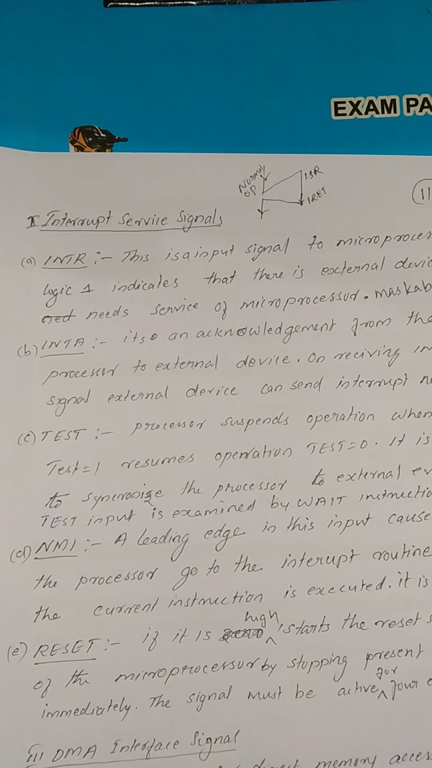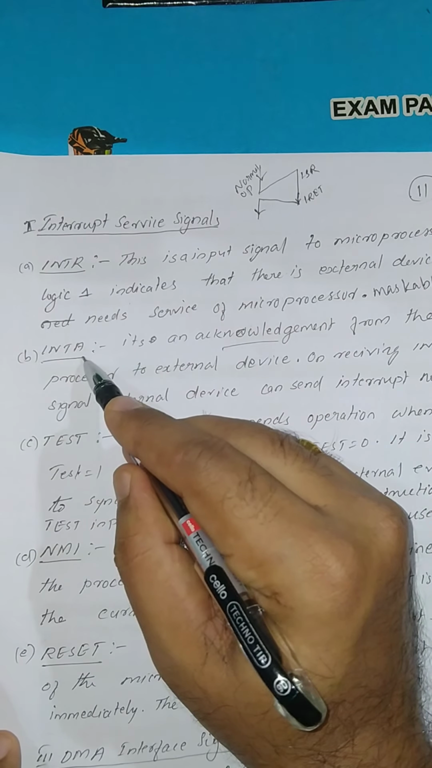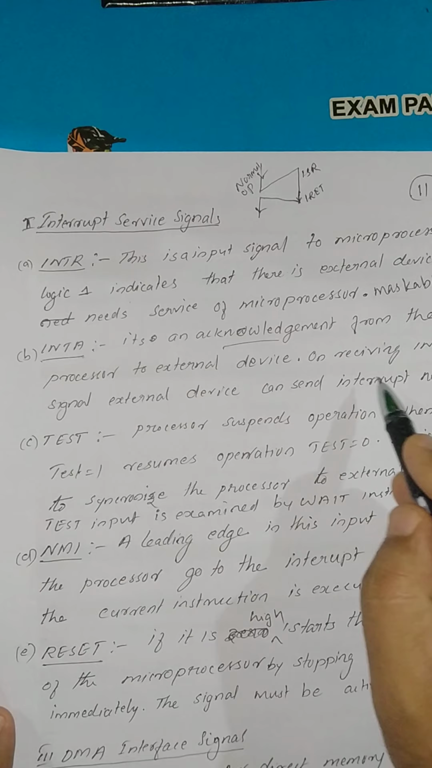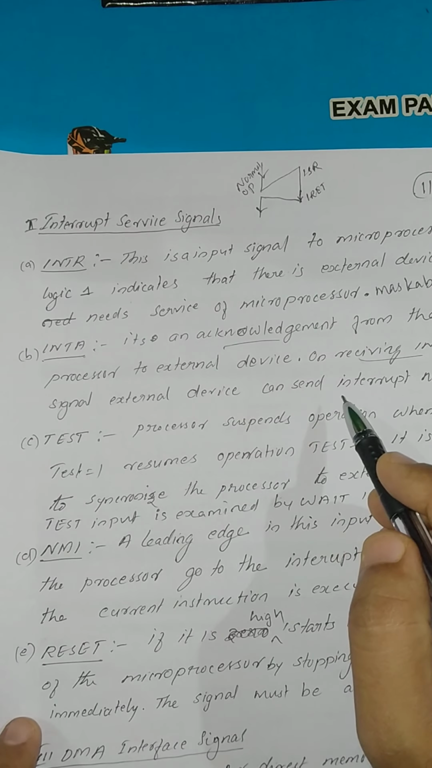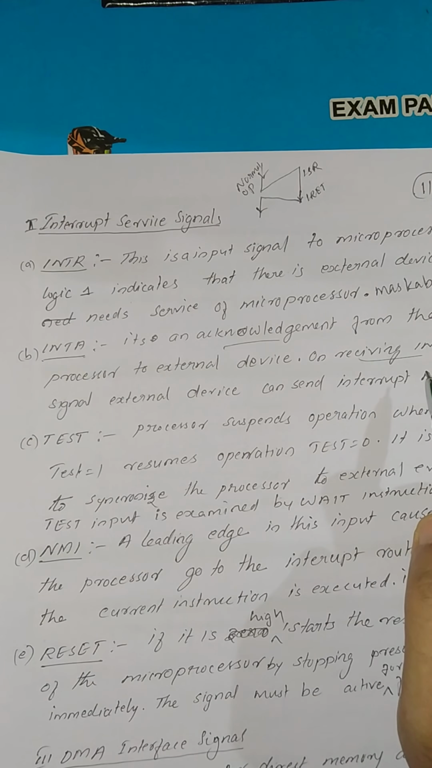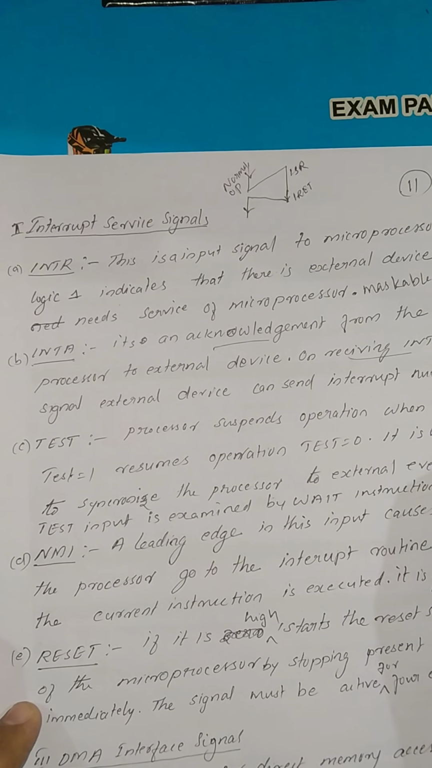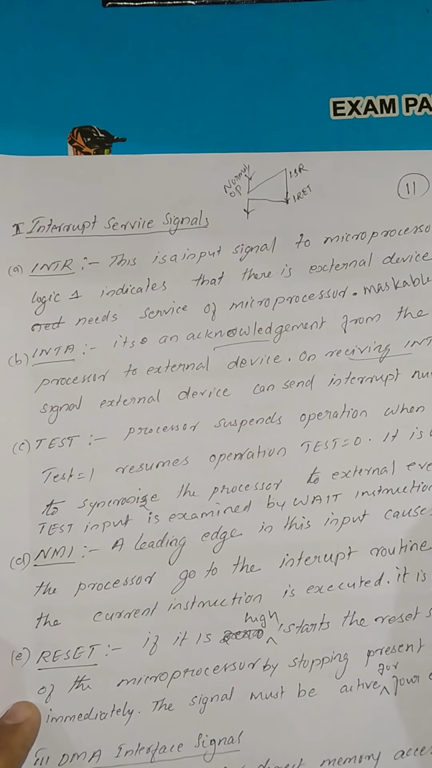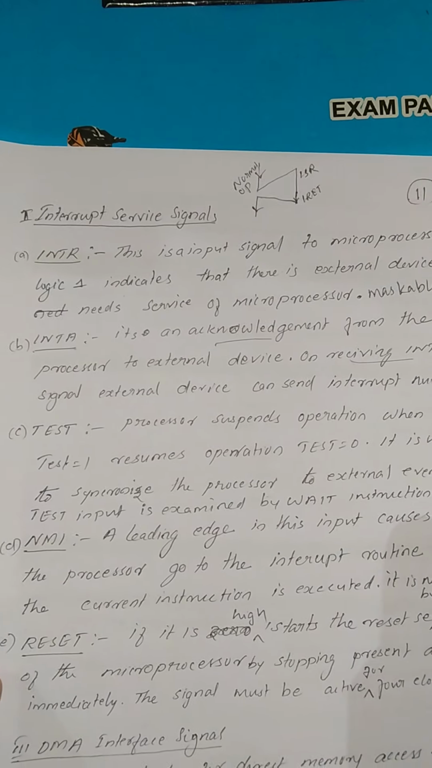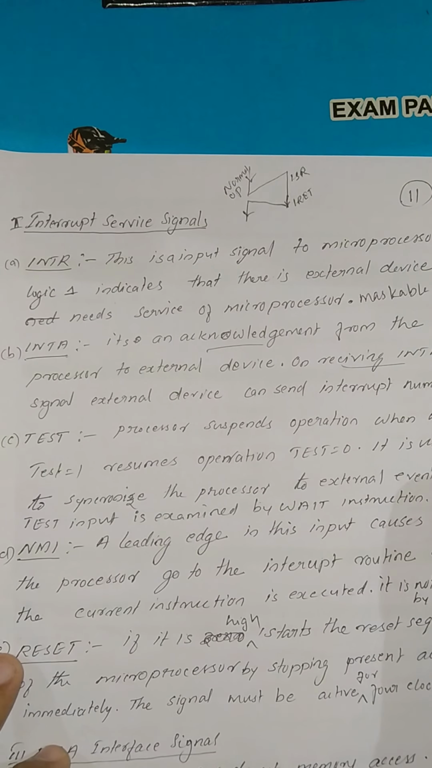On receiving the interrupt signal, microprocessor acknowledges that interrupt by sending an acknowledgement signal using the INTA line. On receiving this INTA, an external device like an interrupt controller can send the interrupt number or address of the interrupt service routine, ISR, to microprocessor, because microprocessor is showing it is ready to service the interrupt service routine.